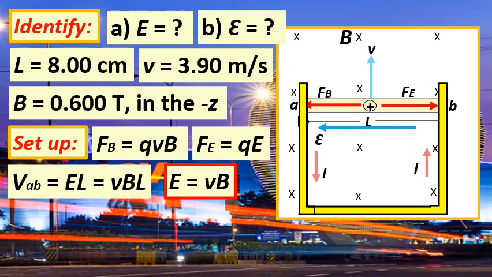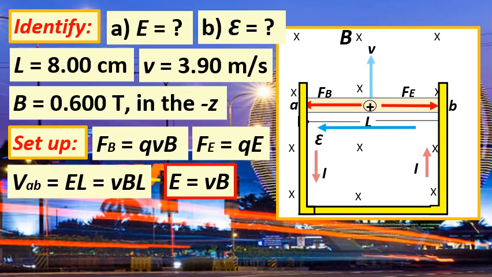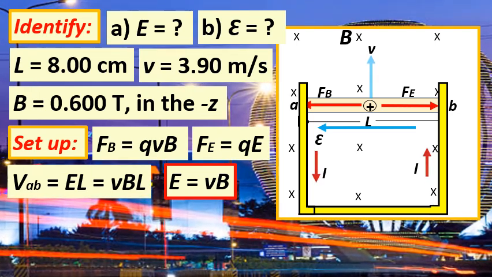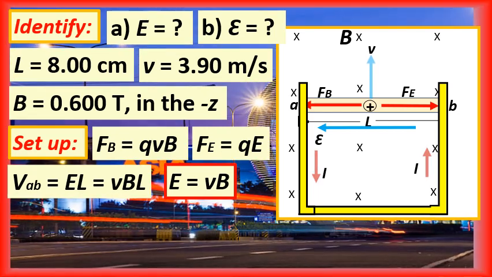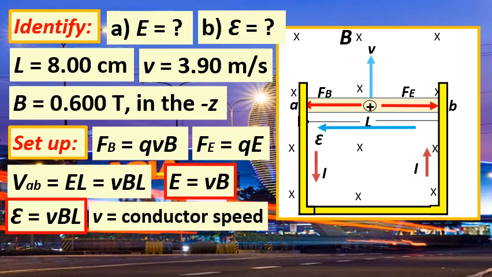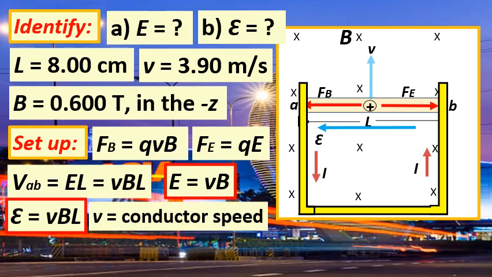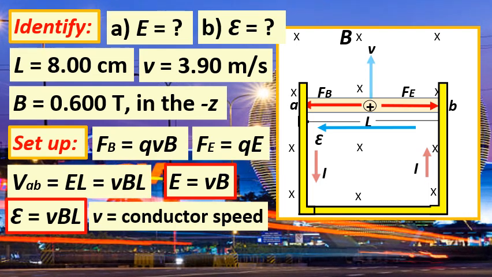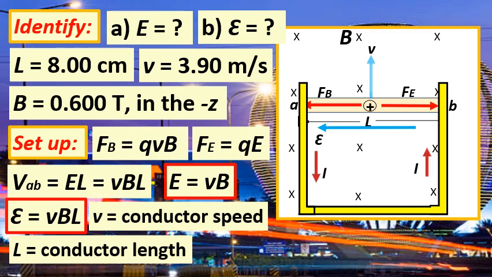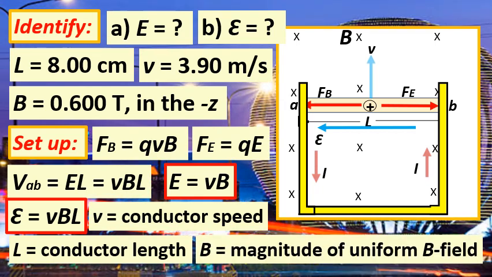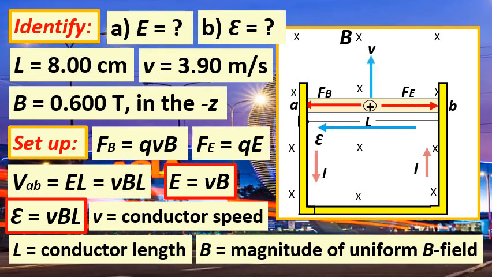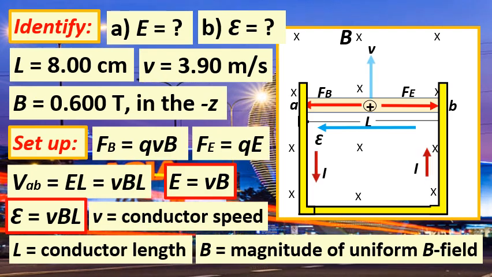And it is equal to the product of the speed v, the magnetic field B, and the length of the moving rod, where in this equation, small v is the conductor speed, that is the speed of the rod. Capital L, of course, is the length of the conductor, and capital B refers to the magnitude of the uniform magnetic field.